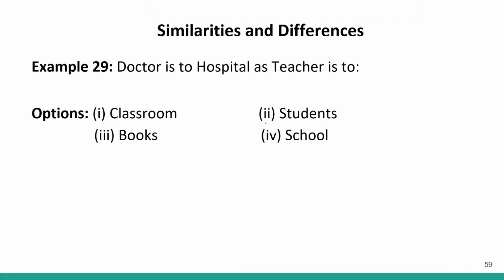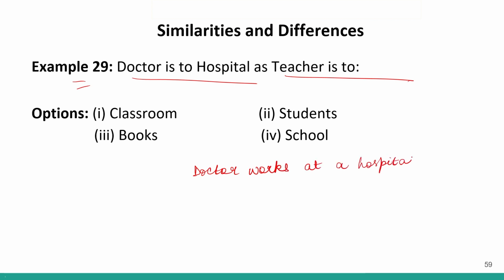Now, example 29. Doctor is to hospital as teacher is to what? So I can say that a doctor works at a hospital, right? This is the relationship. Similarly, a teacher works at a school. Same relationship. So our answer will be option number 4, school. This is your correct answer.